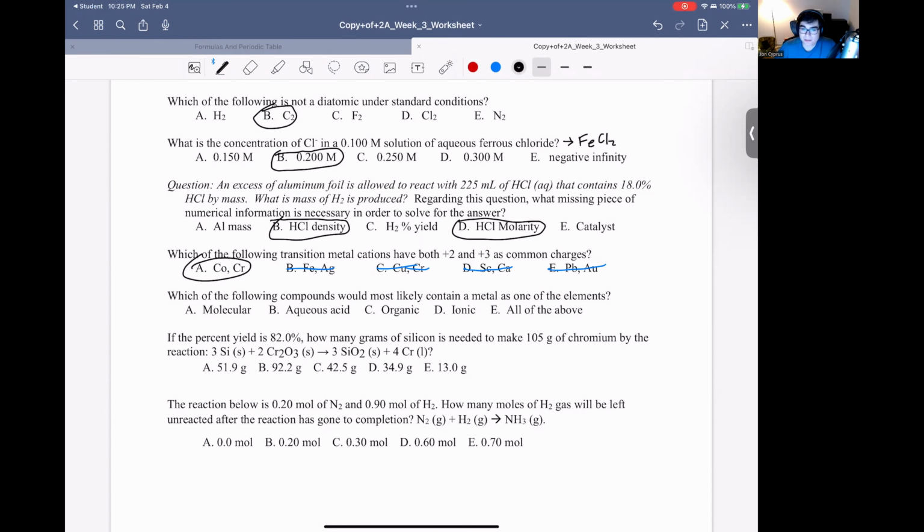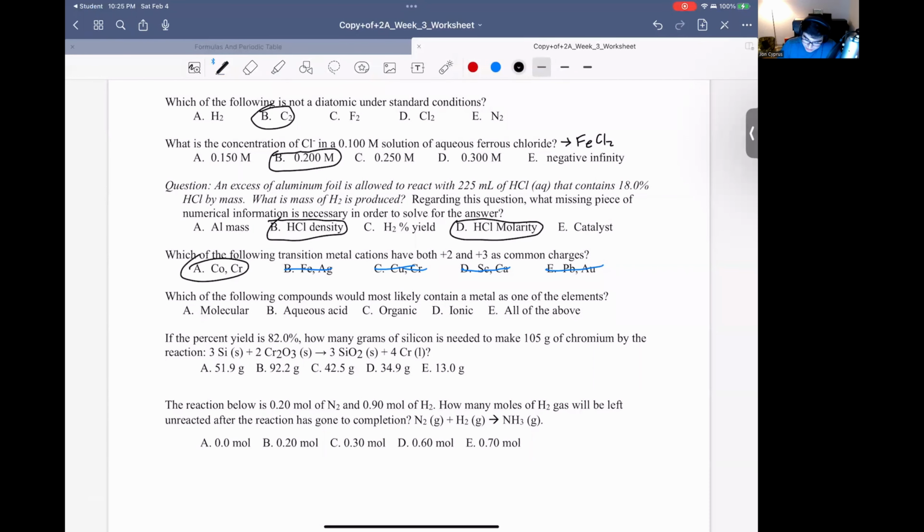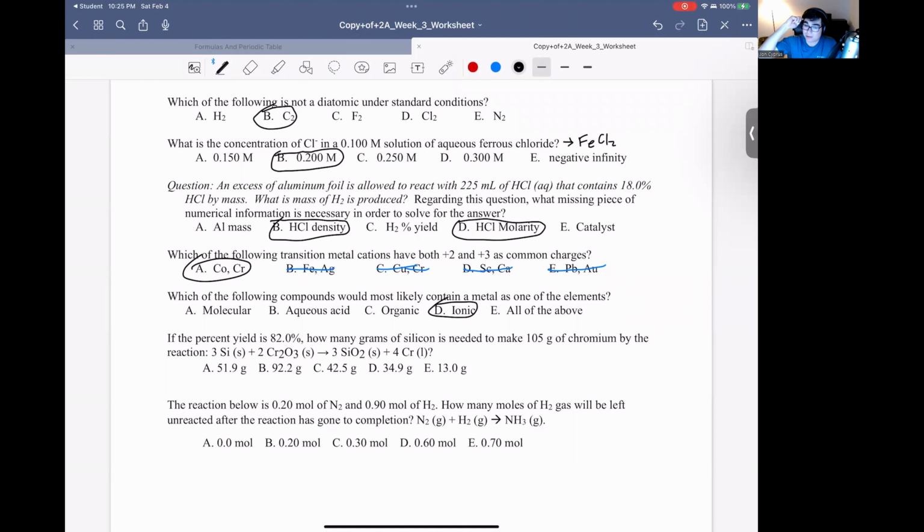Next, it says, which of the following compounds would most likely contain a metal as one of the elements? So A, molecular, B, aqueous acid, C, organic, D, ionic, or all the above, right? So ionic are going to contain a metal as one of the elements, right? Most likely. Organic doesn't necessarily mean there's a metal.